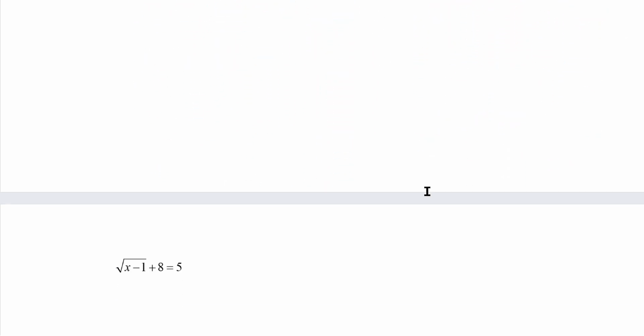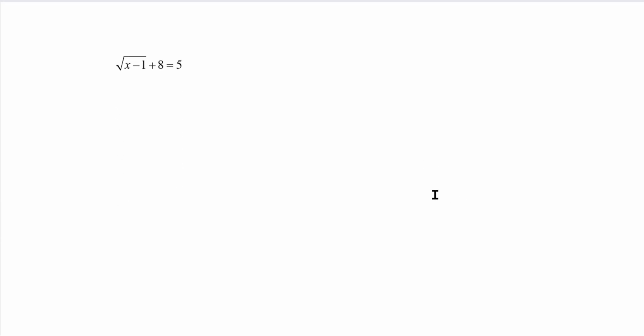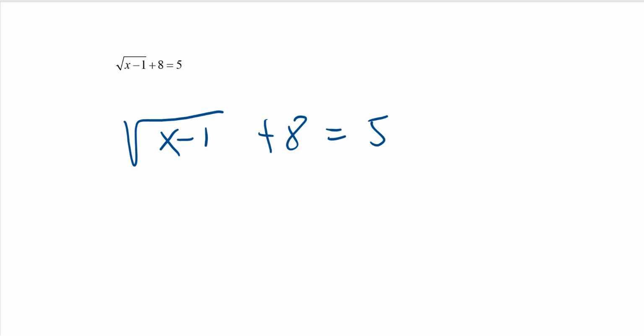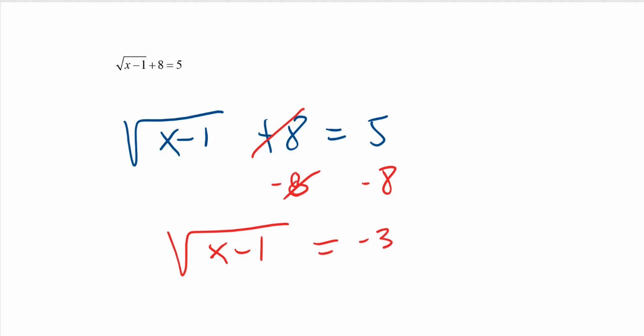Okay, let's look at the next example. So for this example, we have a square root of x minus 1. Remember, when you have a square root, that means you have a 2 in the corner. And since the number in the corner is even, we will have to check our answer. So we've got that plus 8 equals negative 5. We'll isolate our square root by subtracting 8 from both sides. That's going to give us the square root of x minus 1 equals negative 3.